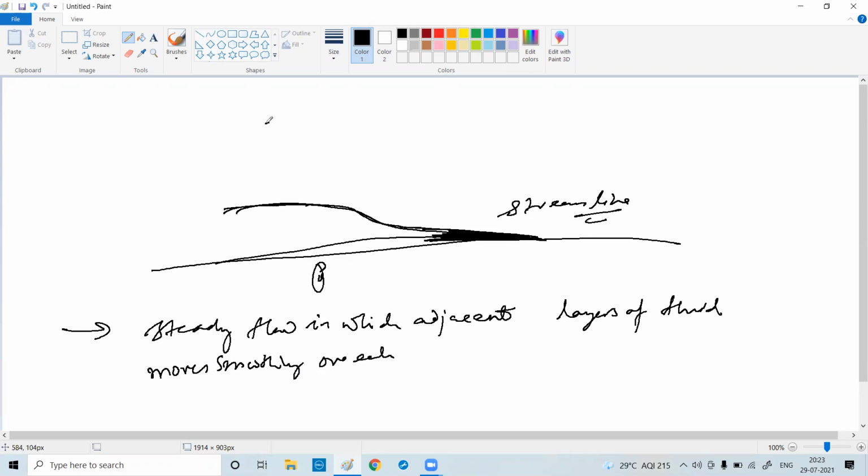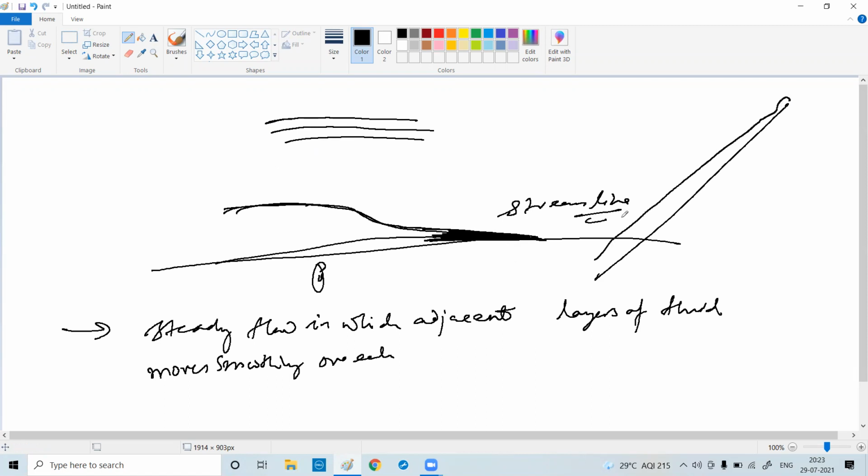Meaning, very slowly and smoothly it goes. Just try to take a slope and put water, you will see it goes down smoothly. Don't give any force, just drop it gently. And it is also called laminar flow.